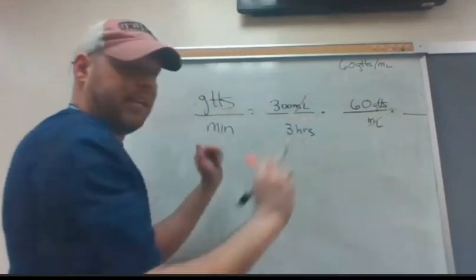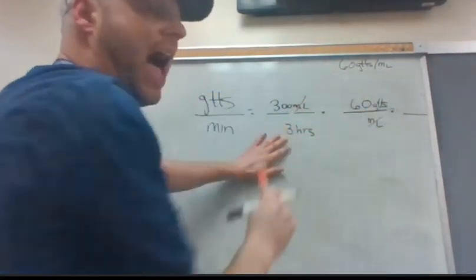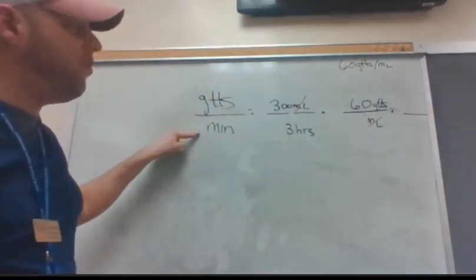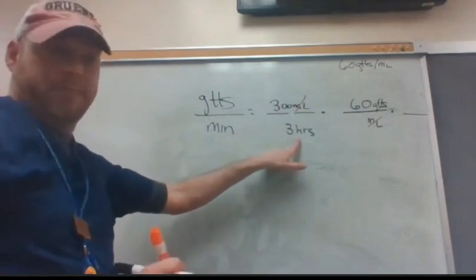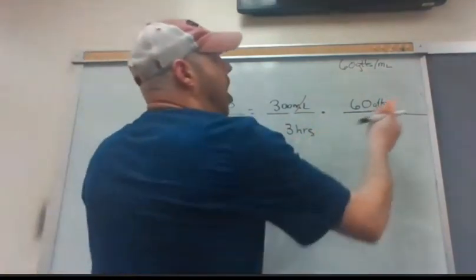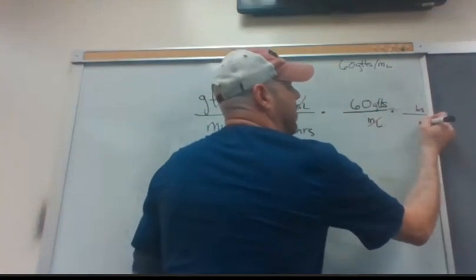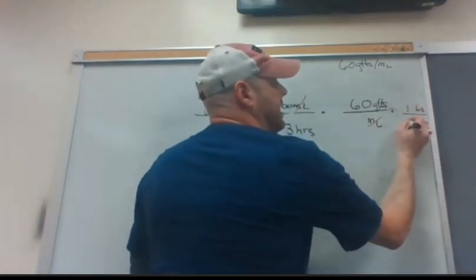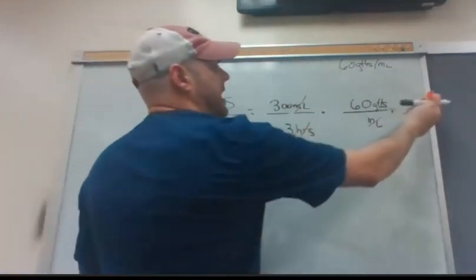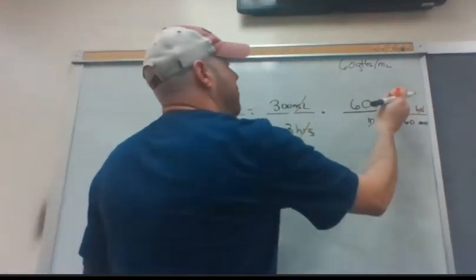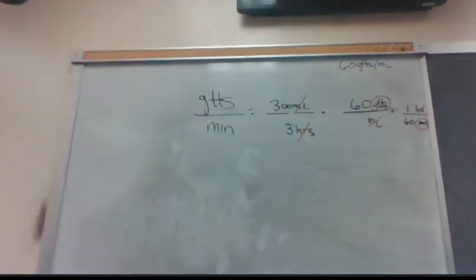Milliliters can cancel out because they're on top of each other, and I'm left with drops per hour. Is that what I'm solving for? No, it is not. I need minutes at the bottom, but it's hours. So I go opposite. Hours is now on top, minute is on the bottom. 1 hour is equal to 60 minutes. Hours cancels out, and I'm left with drops per minute.